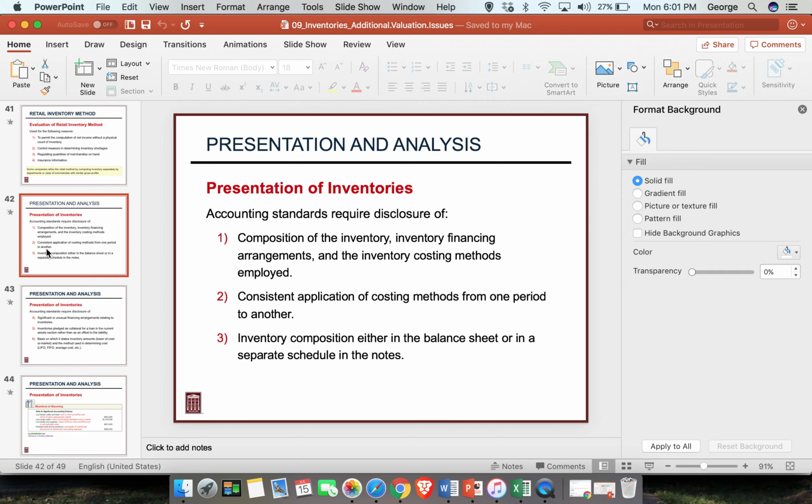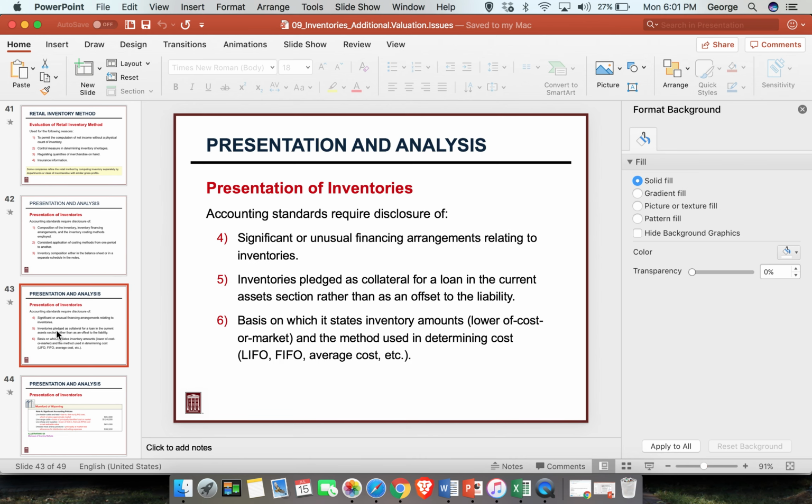All right, so presentation. Accounting standards require disclosure of composition of the inventory, financing arrangements, costing methods, consistent costing or not, changes from LIFO to FIFO every period, inventory composition either in the balance sheet or in a separate schedule in the notes. So in other words, what's your inventory made of? You can have a schedule in your notes about what makes up your inventory, what items make up your inventory.